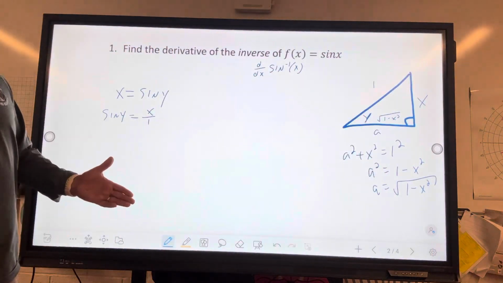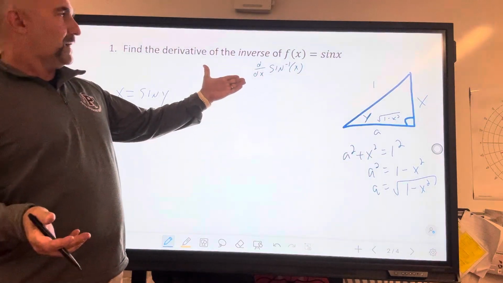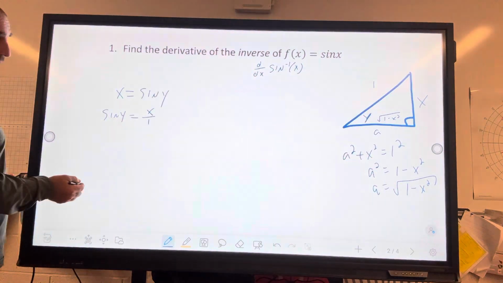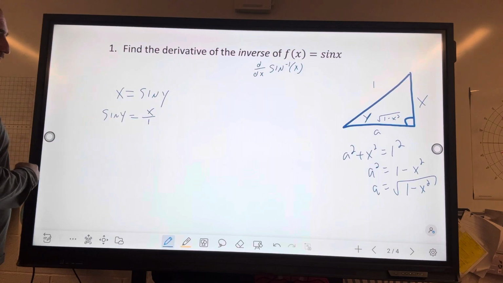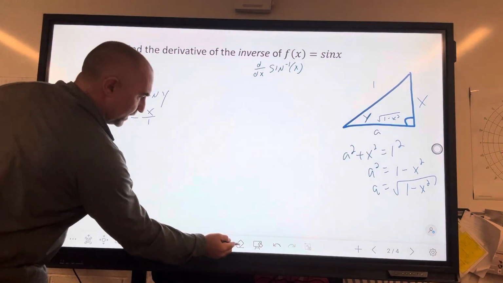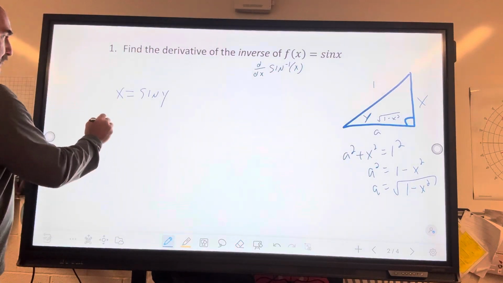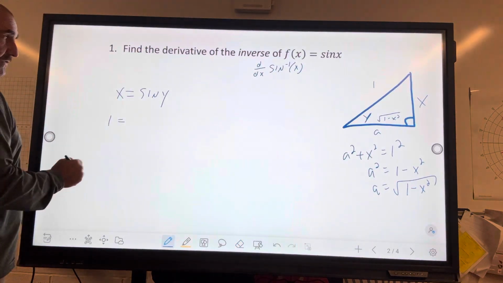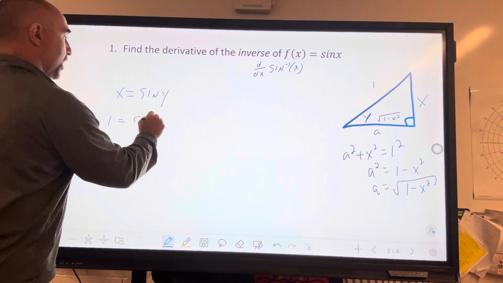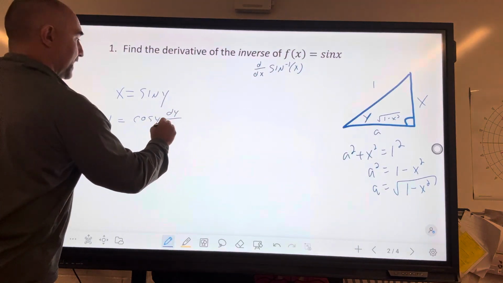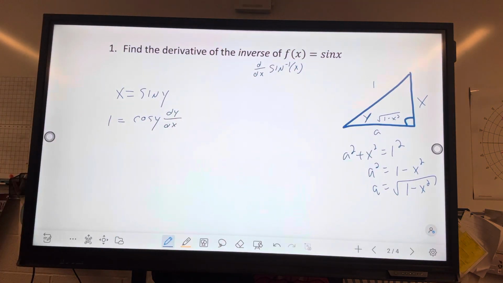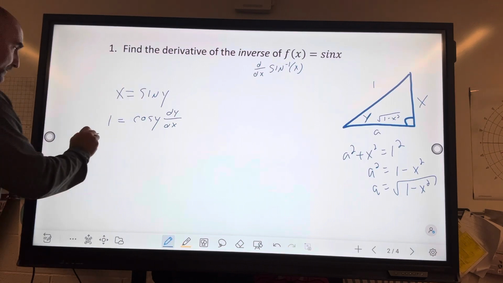What are we ultimately trying to do? We're ultimately trying to find the derivative of the inverse of sine. Well, here's the inverse of sine: x equals sine y. We can get rid of this if we want. And let's take the derivative. The derivative of x is 1. The derivative of sine y is cosine y dy/dx. Don't forget the implicit differentiation. So let's find dy/dx.